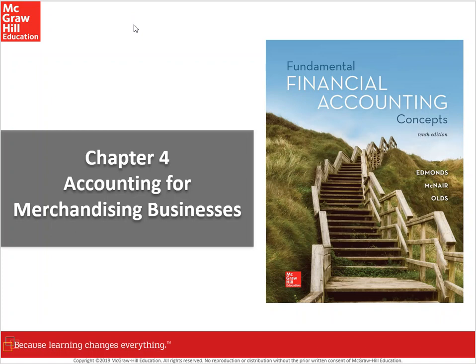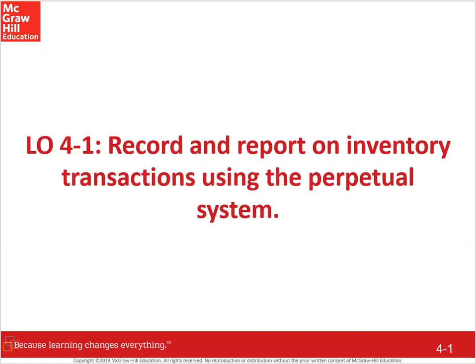Chapter four is accounting for merchandising businesses. Thus far in this course, we've been looking at service businesses where what they're selling is a service, their time, their knowledge, their expertise. As we move into chapter four, we're going to be dealing with merchandising businesses which sell inventory. They sell actual stuff. So we're going to learn how to record and report inventory transactions, usually in what's called the perpetual inventory system.